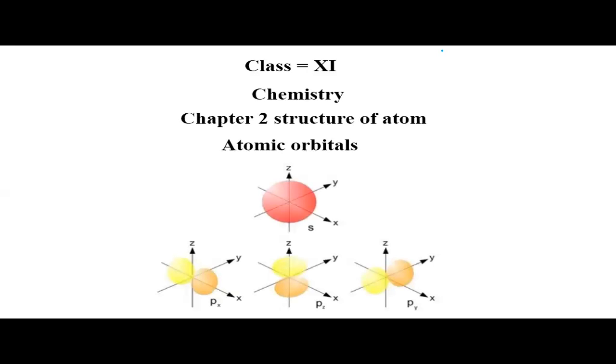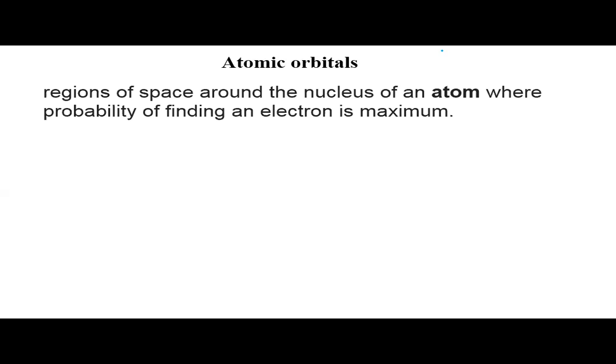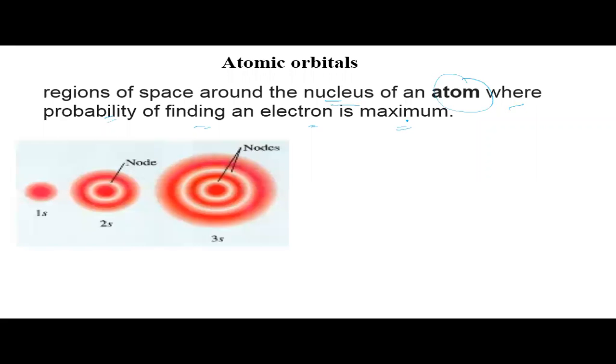Our today's topic is atomic orbitals. First we discuss what atomic orbitals are. The region of space around the nucleus of an atom where the probability of finding an electron is maximum is known as an atomic orbital. Here an atomic orbital is given.